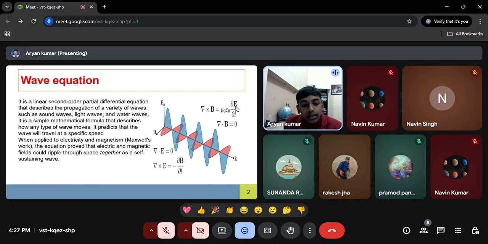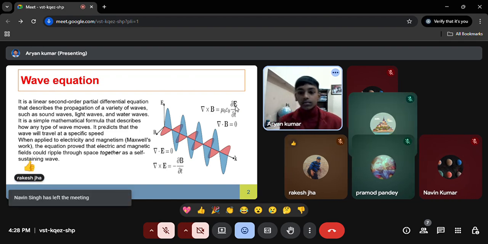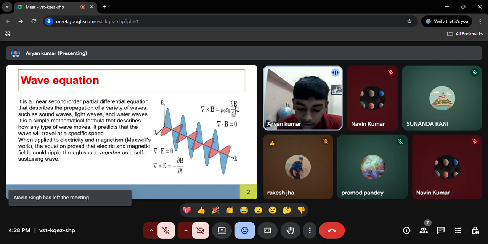Okay, so a wave equation predicts that the wave will travel at a specific speed. It relates how quickly it is changing its shape in space and how quickly it is changing its shape in time. And so it is used to describe how electric and magnetic fields could travel through space together as a self-sustaining wave. So did you get it? It describes how electric and magnetic fields are moving together. Saksham, did you get it?